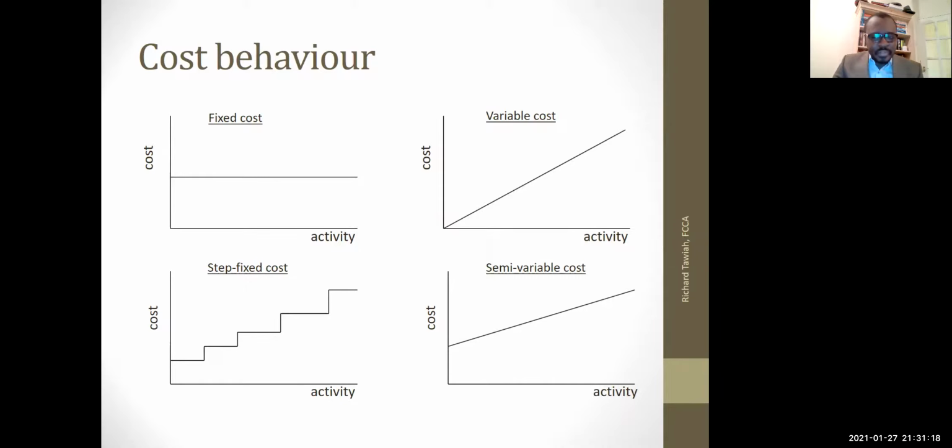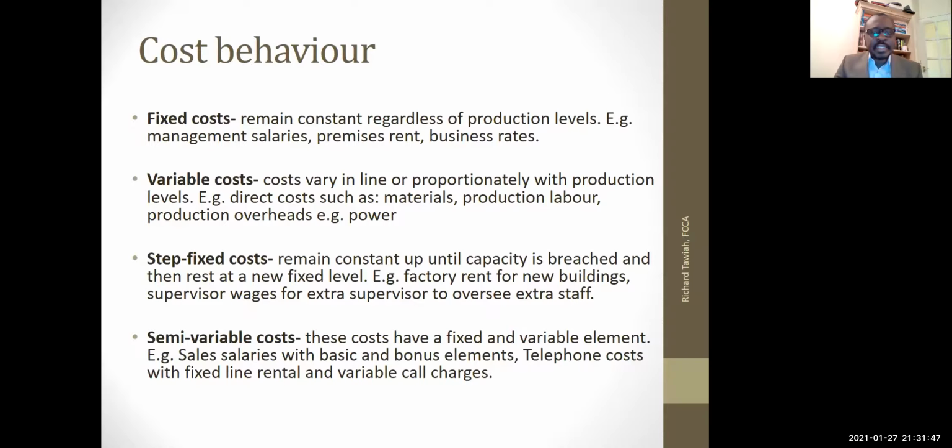Step fixed cost remains fixed to a certain point, usually when capacity is breached, after which it will rise and then remain constant for a certain level of capacity, rise again, and then continue that trend. So like the name sounds, it's a step. It rises to a certain level when capacity is breached, sustains it, rises again when capacity is breached, sustains it, and so on and so forth. What I just said is what has been produced in the slides. I will not go over it. So step costs, like I said, remain constant until capacity is breached, and then they continue. Examples have been provided over there.